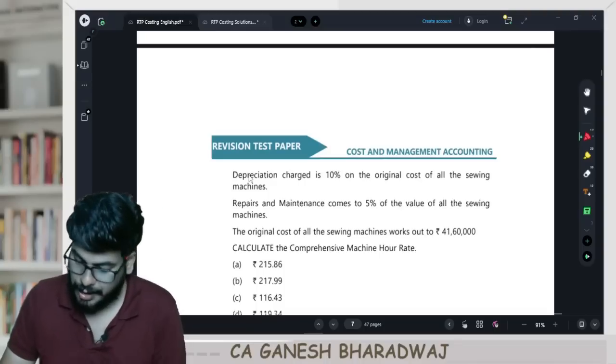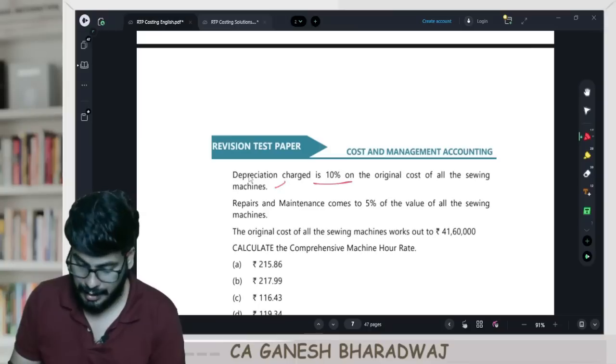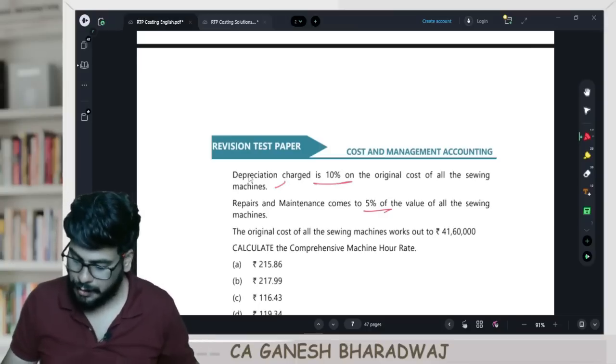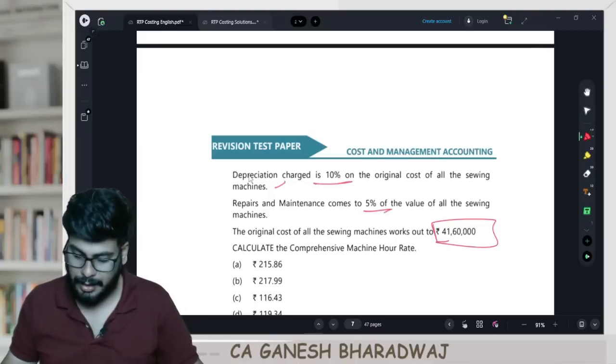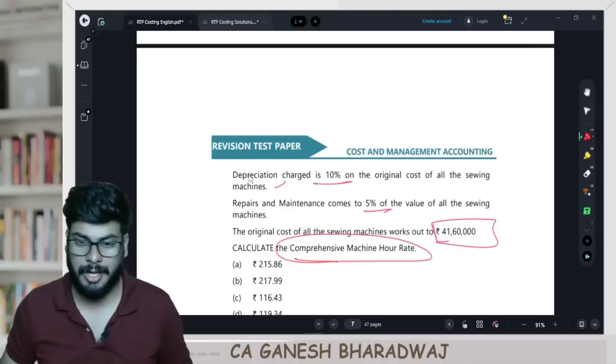Yes, depreciation is charged at 10% on the original cost of all the sewing machines. Fine, so the depreciation figure is given as 10%. Repairs and maintenance comes up to 5% of the value. The original cost of all the sewing machines put together works out to 41,60,000. They are asking you to calculate the comprehensive machinery rate. So what is the comprehensive machinery rate?